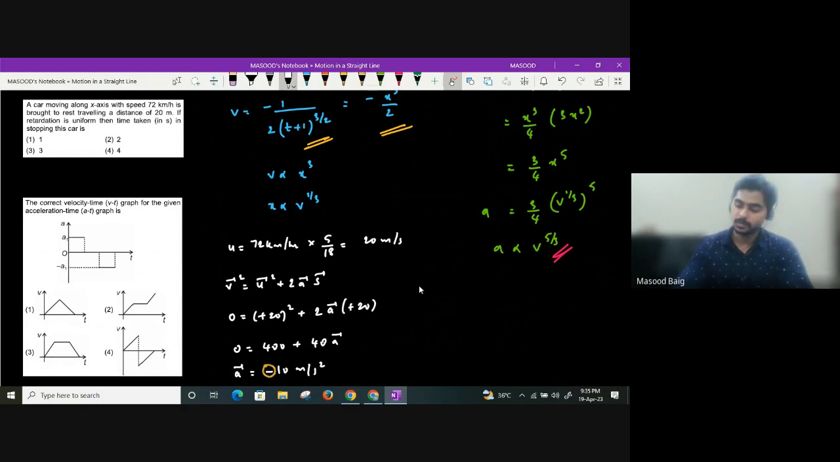They're asking time taken, so I can apply V bar is equal to U bar plus A bar into T. Final velocity is how much? 0. Initial velocity, what is it? Plus 20. What is the acceleration? Minus 10 into T. So I can write 20 will be equal to 10T. So after 2 seconds, you can consider it will come to rest. Clear?